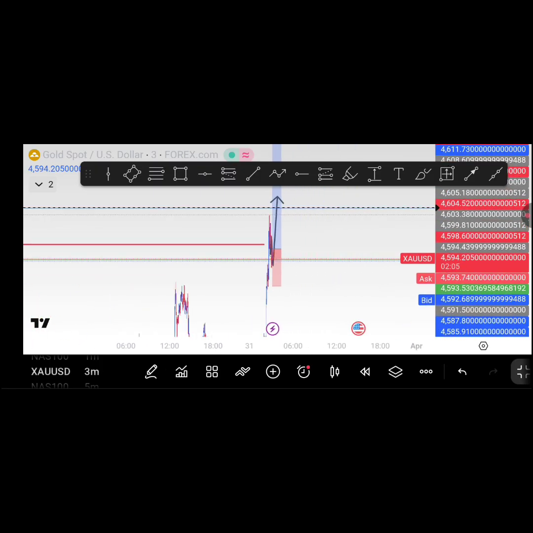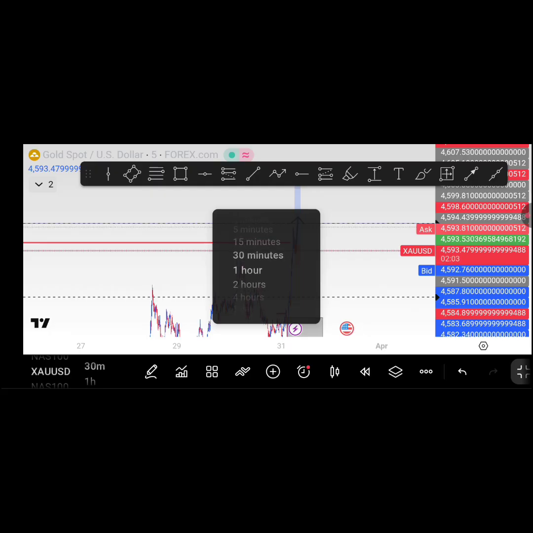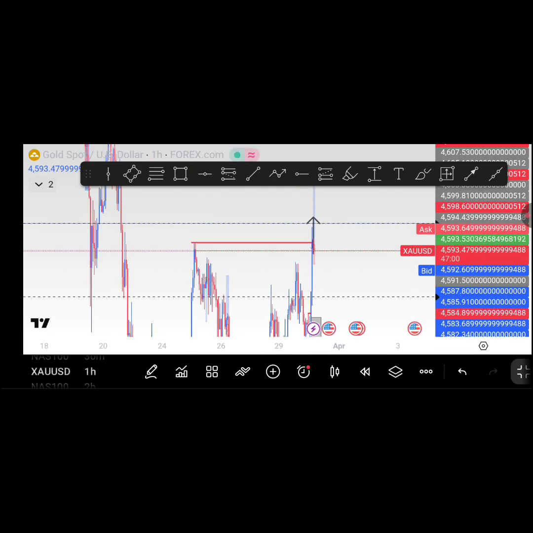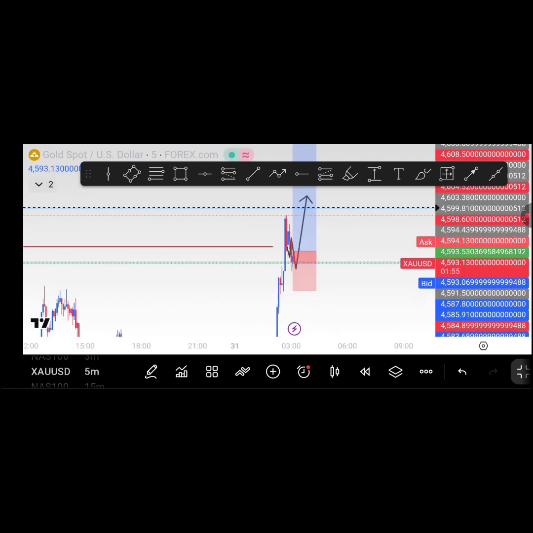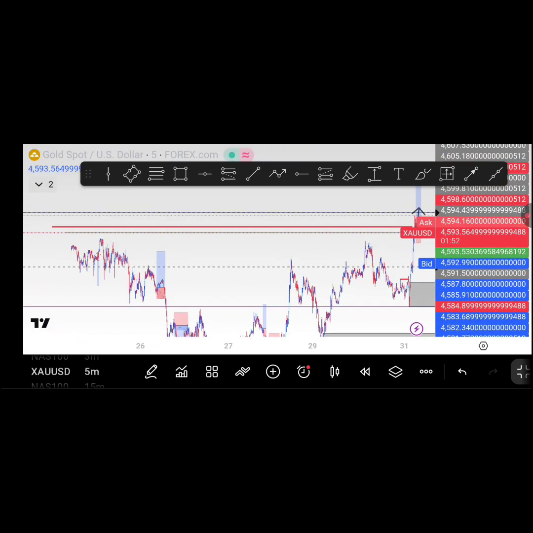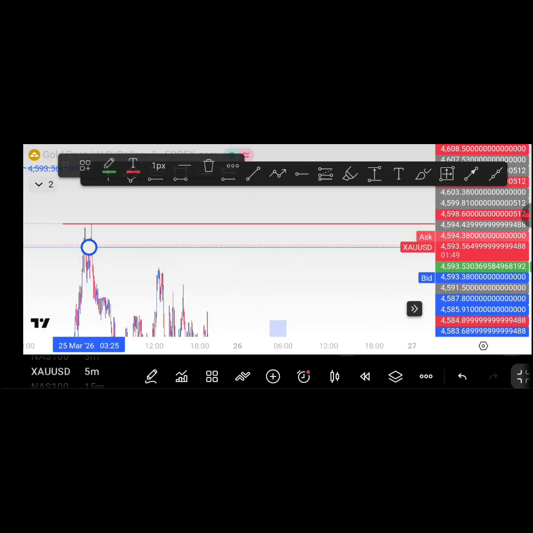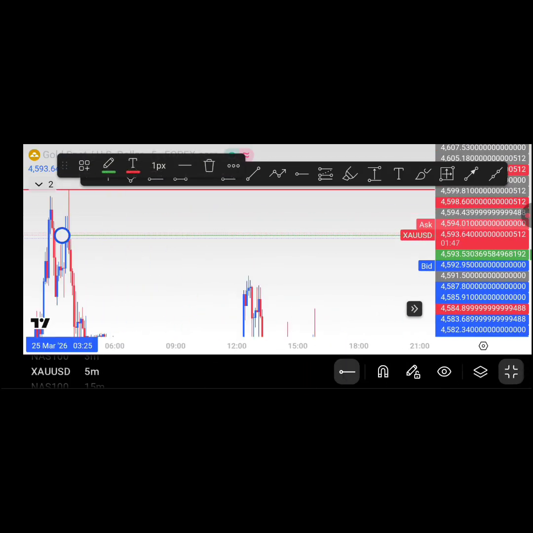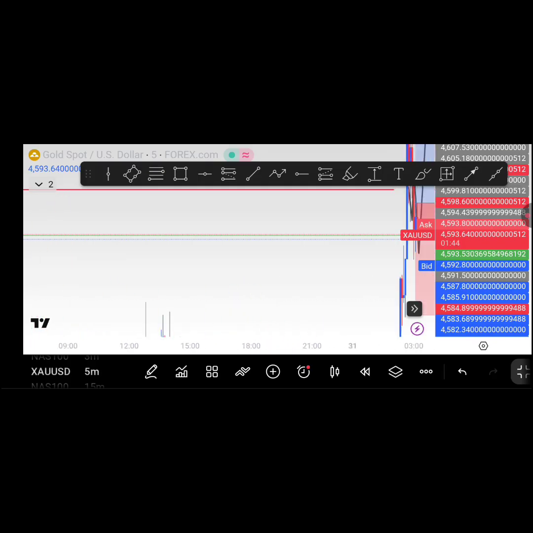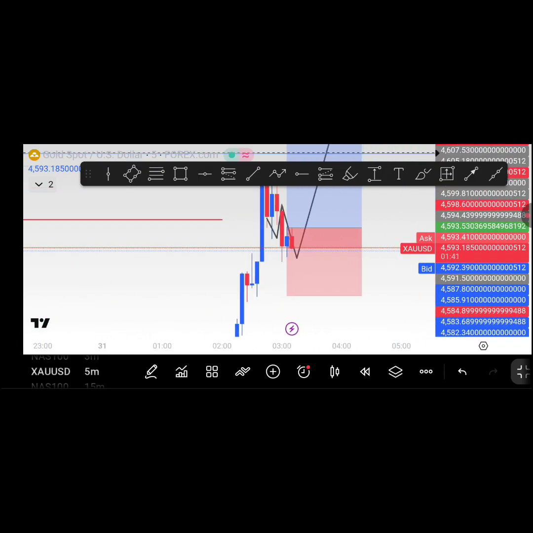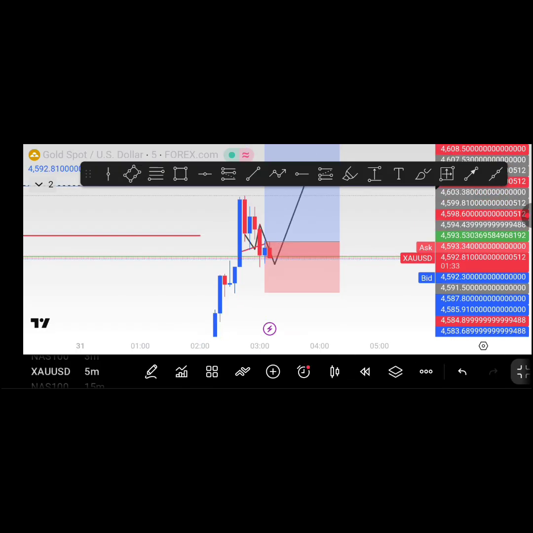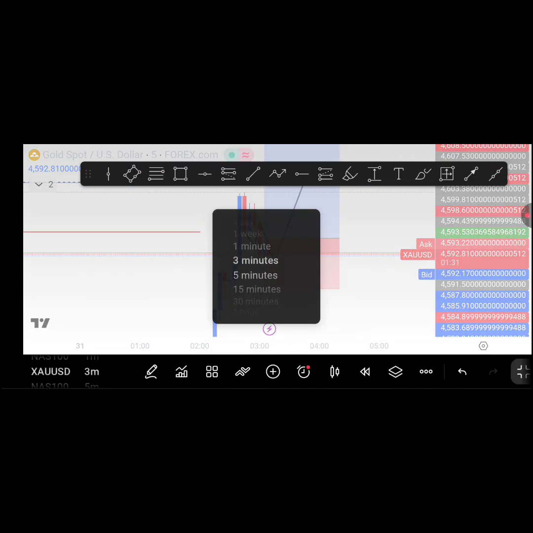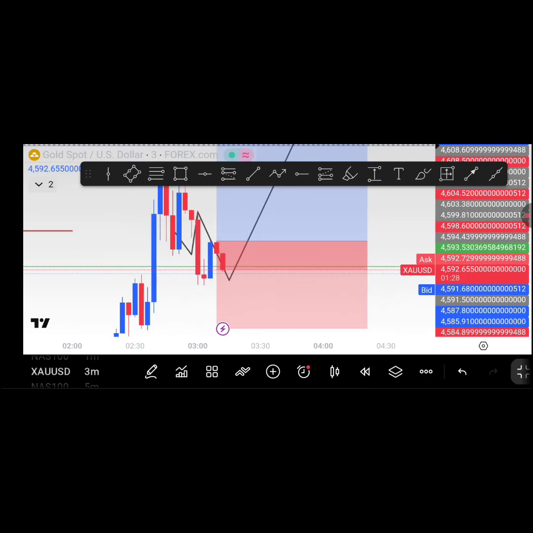I entered for the breakout block entry on the 5-minute time frame. I'll first explain. On the 1 hour time frame, I spotted this break of structure, meaning that price was bullish at that point. So I went to the 5-minute time frame and I spotted this breakout block right here. Once the price broke it and gave us liquidity on this one, I entered on the 3-minute time frame.